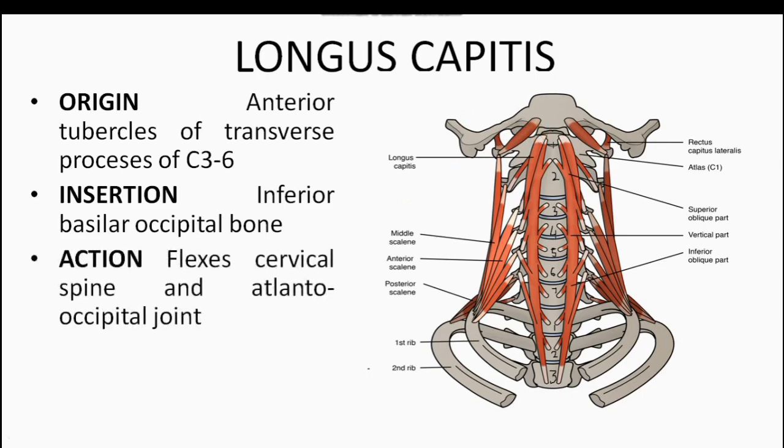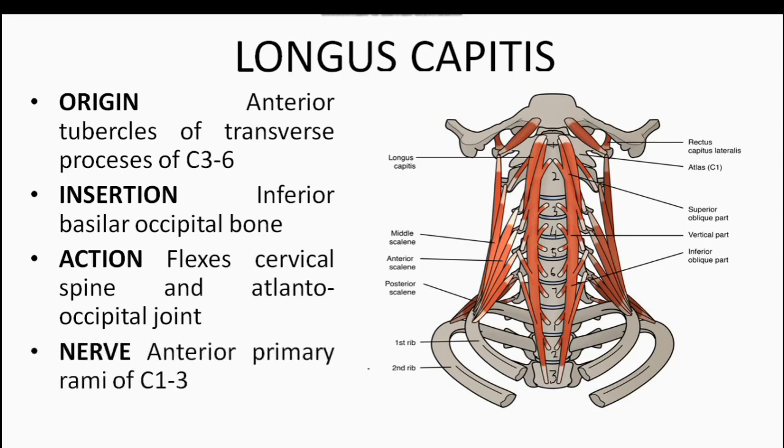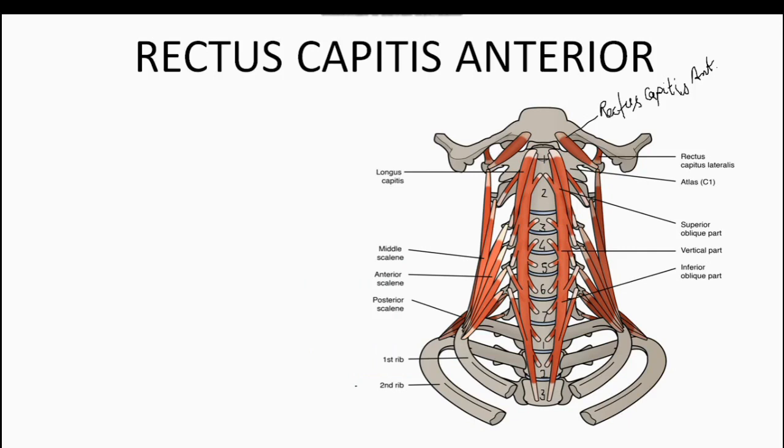Action is to flex the cervical spine and the atlanto-occipital joint. That means it causes flexion at the neck. Now, nerve innervation is by the anterior primary rami of C1 to C6. See, this is the movement, that is flexion at the neck.